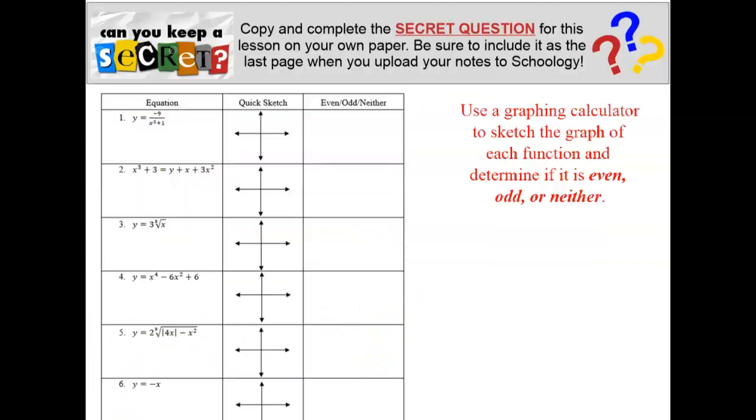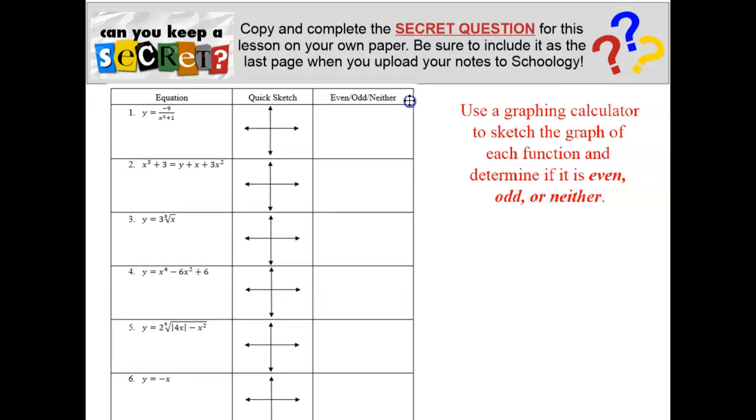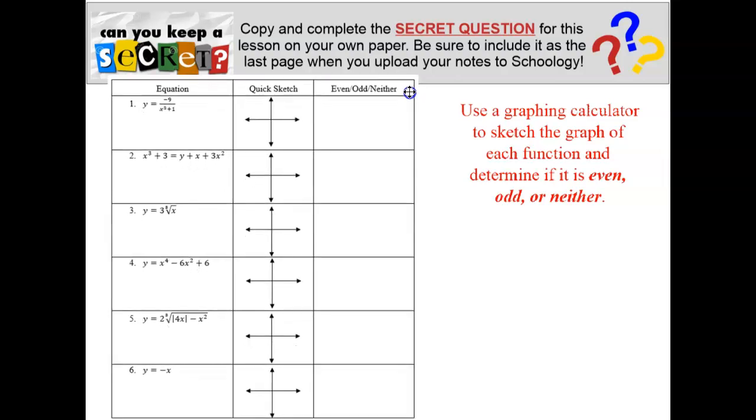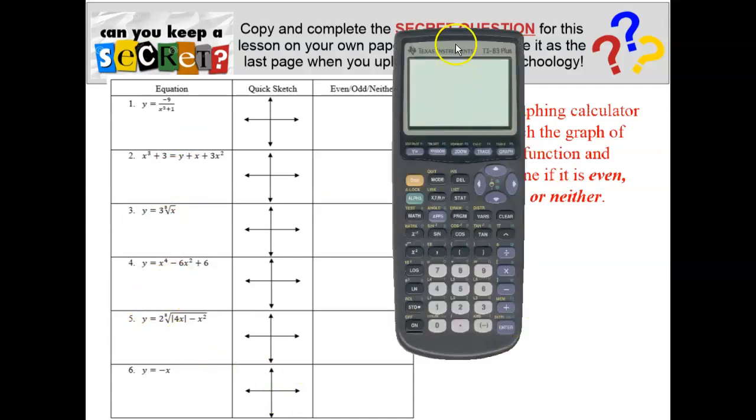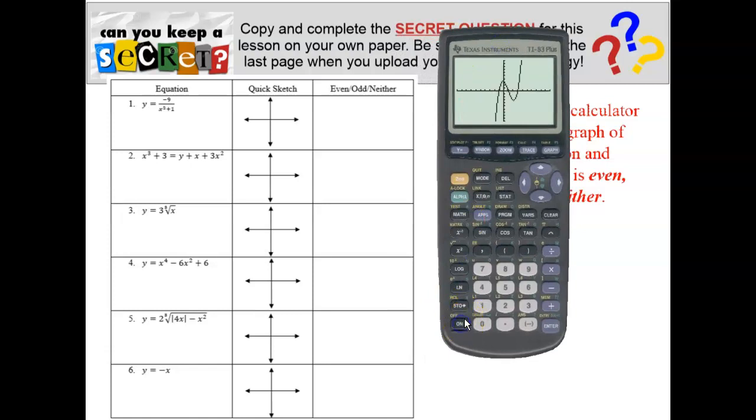Okay, and then that brings us to the secret question for this lesson, where you're asked to use a graphing calculator, or you could use Desmos or GeoGebra to sketch the graph of each one of these functions, and then determine if it is even, odd, or neither. So we'll go ahead and look at the first one together.